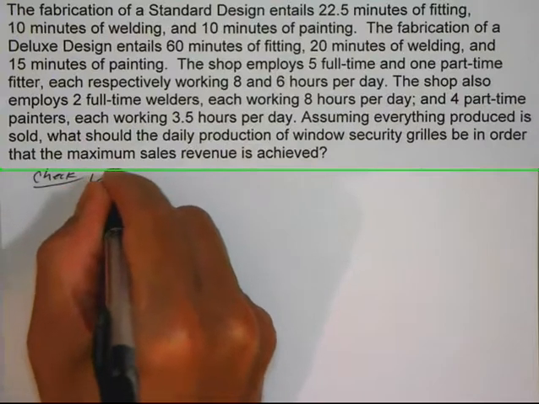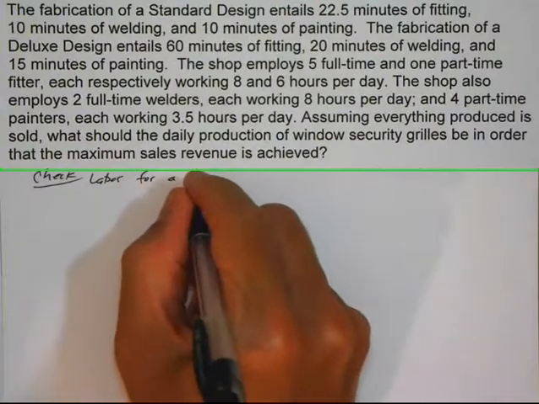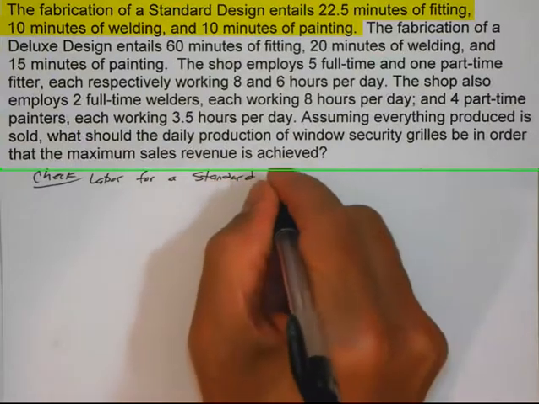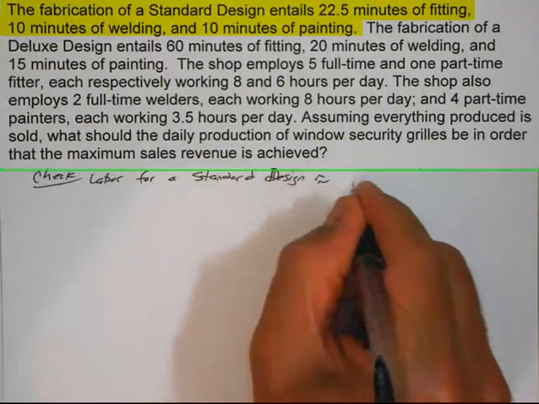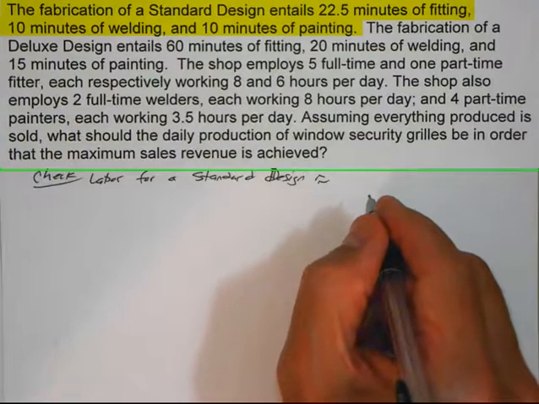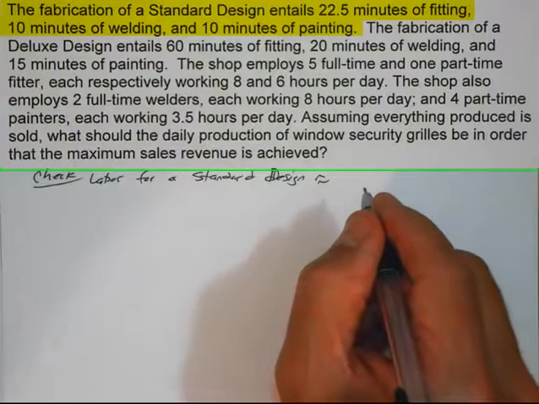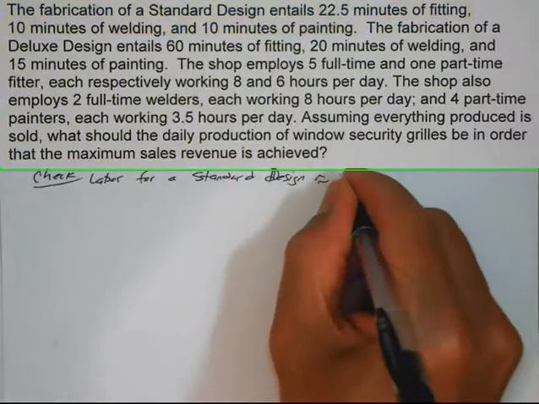Labor for a standard design is about equal to, let's see here, standard design, it says 22.5 minutes of fitting, 10 minutes of welding, 10 minutes of painting. Let's add those up together. 22.5, 32.5, 42.5. About how many hours is that? 42.5 minutes. Okay, 3/4 hours.